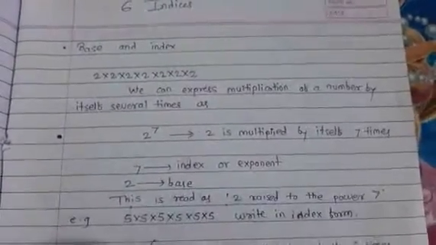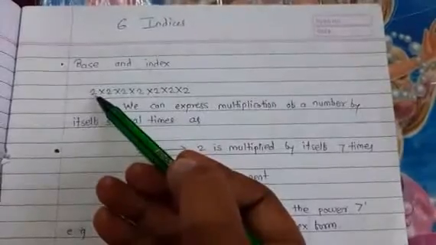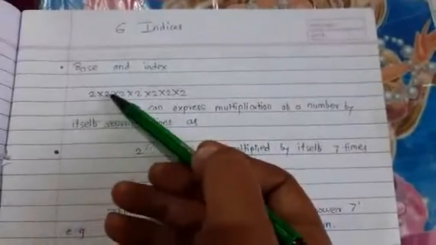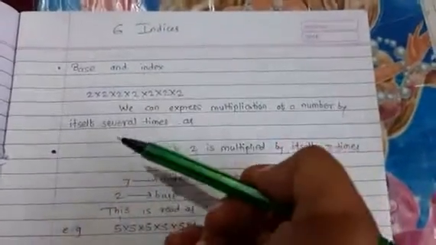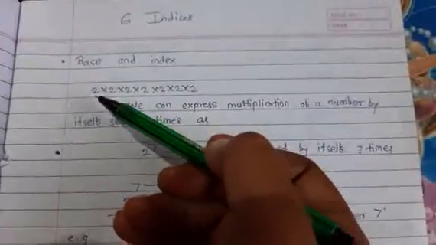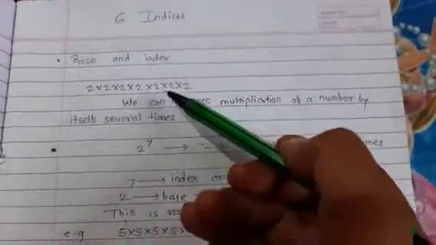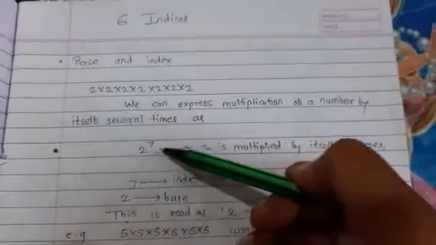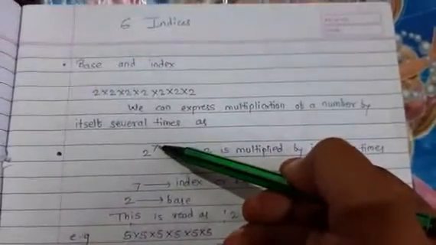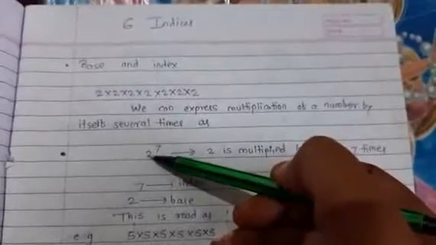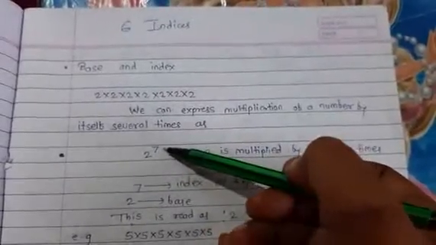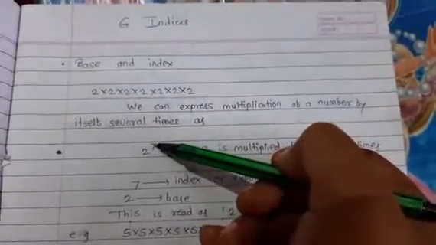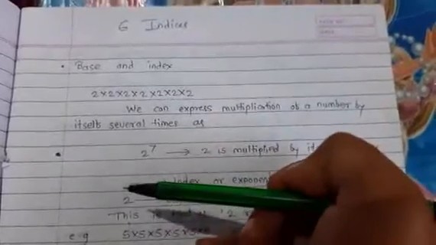For example, we will see here 2 is multiplied 7 times. You can check 1, 2, 3, 4, 5, 6, 7. Means same number 2 is multiplied 7 times. This can be written shortly as 2 and on that 7. So this is the index form of this multiplication, and this is read as 2 raised to the power 7.